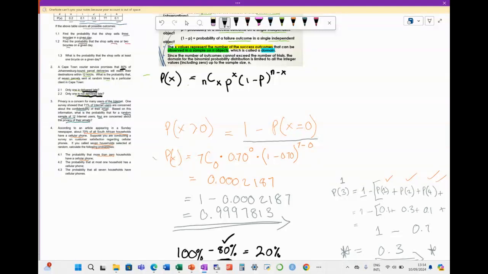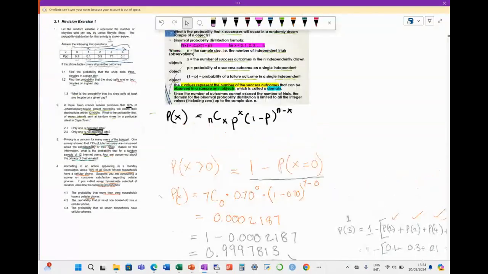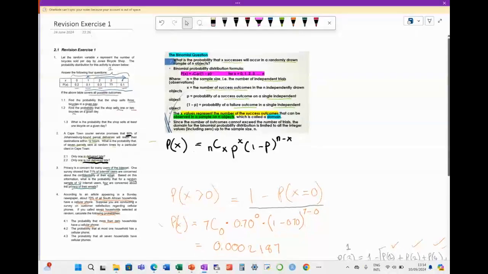Okay, right. So let's take a break, and then at 5 past we'll continue, and we'll probably finish this off, and then do activity revision exercise 2 as well.